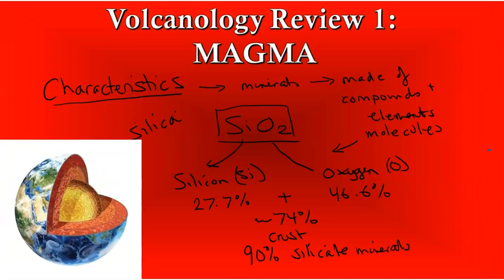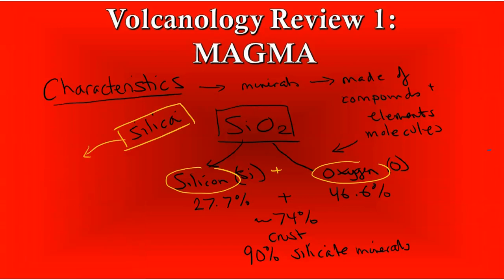The crust and upper mantle are mostly made of silicate minerals, which are mostly composed of silicon and oxygen, the two main elements. So when you melt rock in these areas, you're going to have an abundance of silicon and oxygen present as a molecule, which is called silica, SiO2. Now, why is this important as a characteristic?